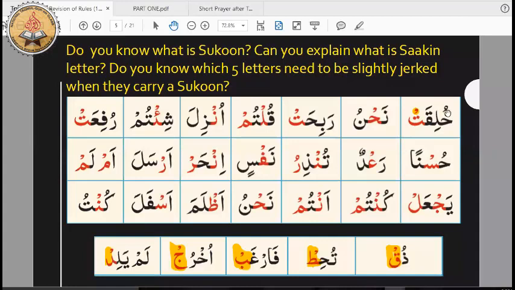The kha has a dhamma, so I would read this as khu. The lam has a kasra, so I would read this as li. And the qaf has a fatha, but then after it you have a ta with a sukoon, so I have to join the two letters together. Qat. I do it very simply, very nicely, softly, no jerk sound over here, okay? So simply this would be khuliqat.